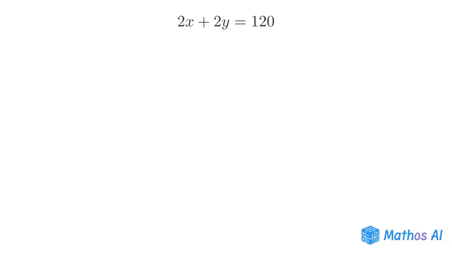To do this, we need to express everything in terms of a single variable. From our perimeter equation, we can easily solve for y equals 60 minus x. Now we substitute this expression for y into our area formula. This gives us a function for the area in terms of just x, A of x equals x times the quantity 60 minus x. Expanding this, we get A of x equals 60x minus x squared.